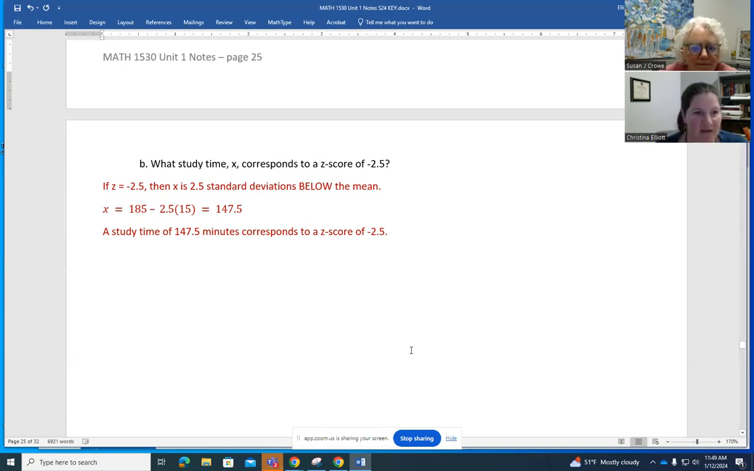There's a lot of practice in the homework on finding z-scores, and also some where, if you have a z-score, you find the X value that corresponds to it. Just let us know if you have any questions.